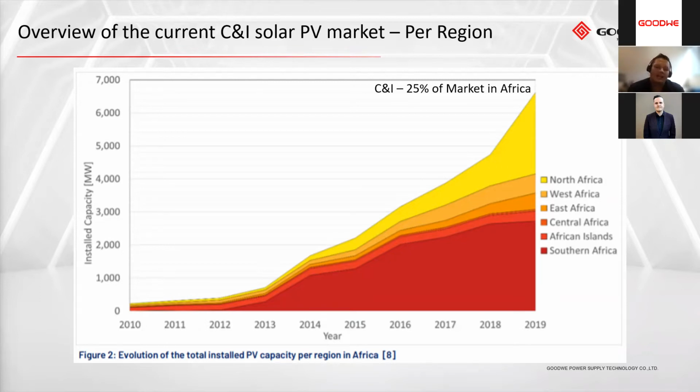This graph specifically goes up to 2019, but you can see an installed capacity of roughly 6,000 to 7,000 megawatts. That would be looking at the total market, including utility-scale plants, which make up a much bigger portion of around, as I said, 70-75%.